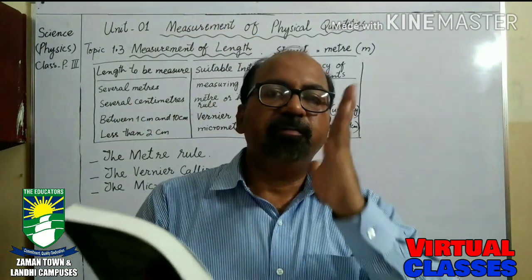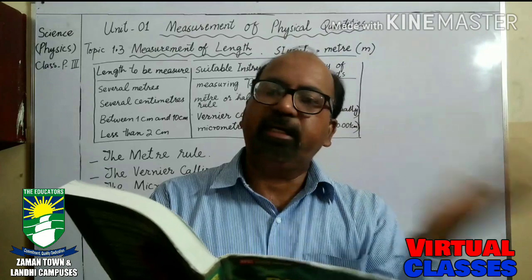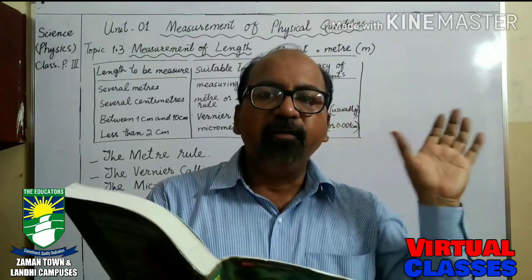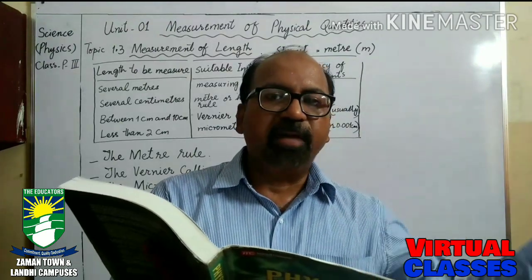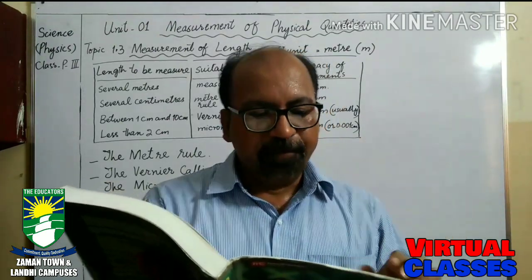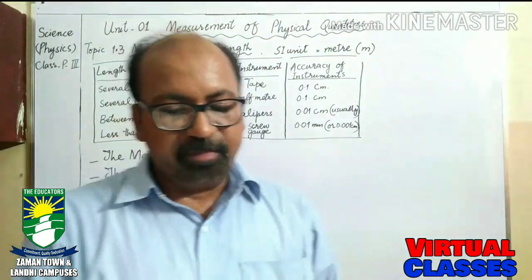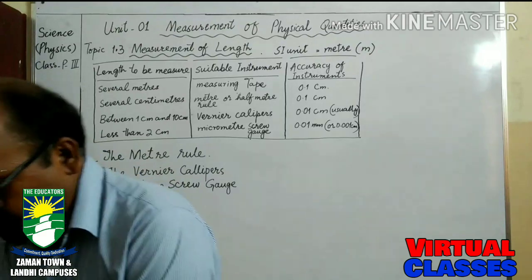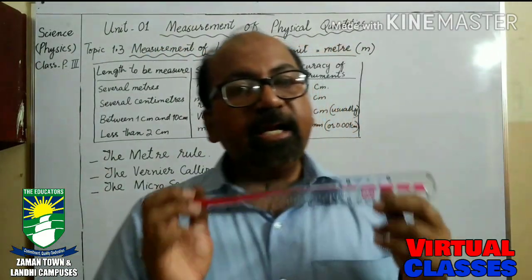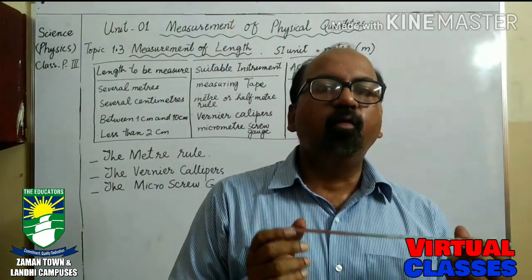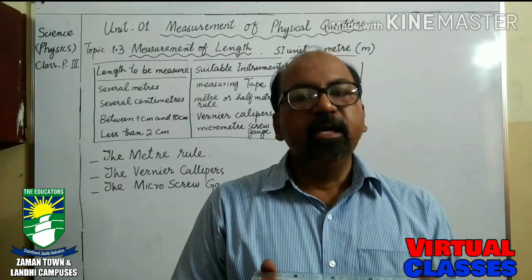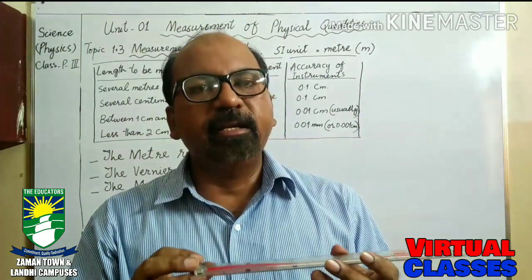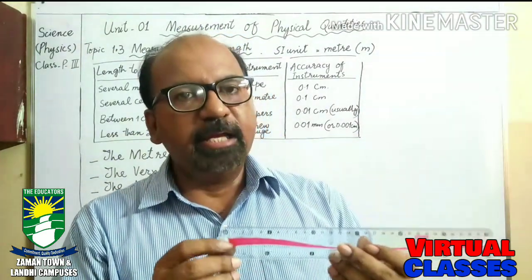So if the 0 is visible, we can start from 0. But if the 0 is not visible, we will start from the 1, and from the total value we will subtract 1. Okay, next, for accurate measurement, one more thing. While measuring things, sometimes parallax error comes. What is parallax error? Parallax error is the error which can occur by the vision.